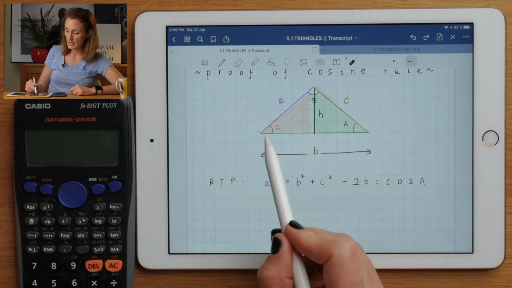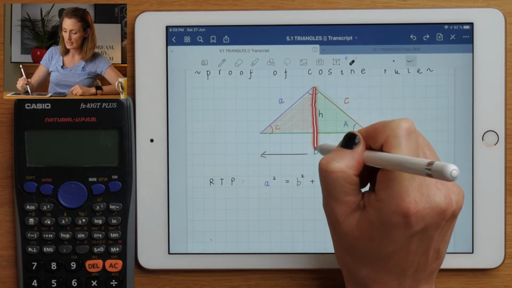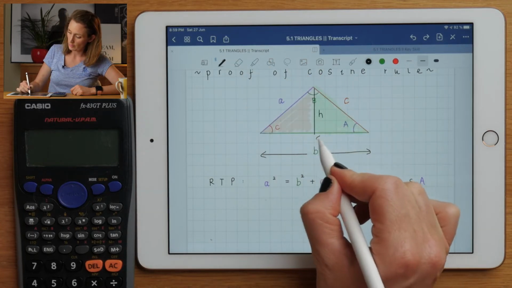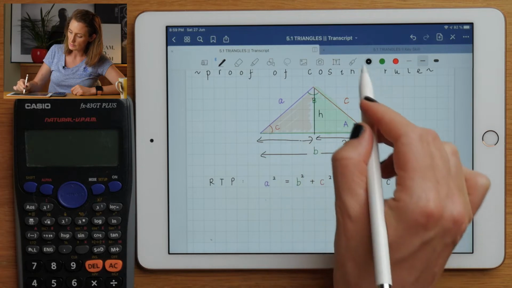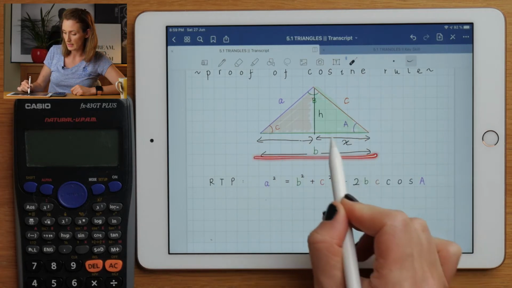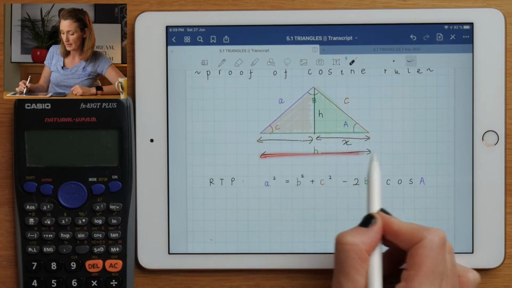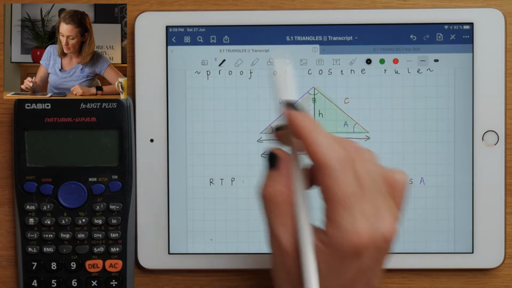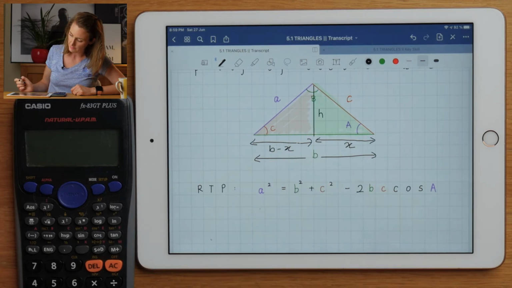Now we know that side b goes from here to here, but where side h hits b, I'm going to call this x. And it would logically make sense that if the whole thing is b and this is x, then this little bit here needs to be whatever b is, take away x. So that one's going to be b take away x.